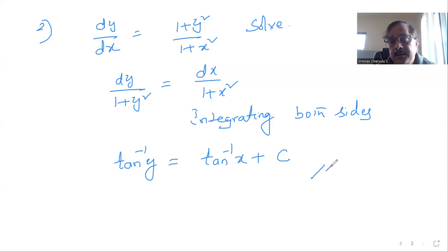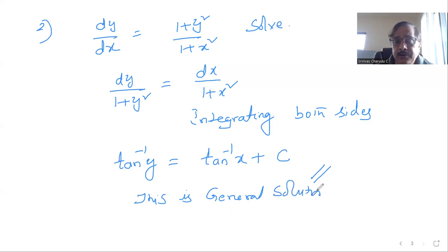So please understand, we are finding the general solution, not the particular solution. If you are able to determine the value of c and then substitute here, you will get the particular solution. Right now, whatever solution we got is called the general solution.